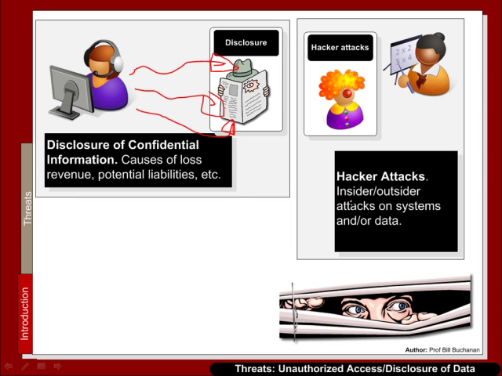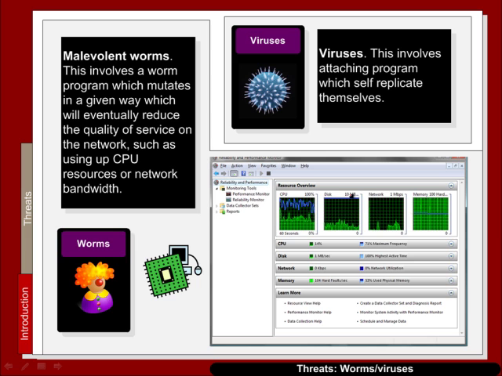We can have hacker attacks, and this is where we can have either inside or outside attack, where someone tries to attack the whole infrastructure, either the systems and/or the data. Viruses are an obvious problem, and a virus is typically a program which self-replicates. And we can also have worms, and a worm will try to use up the resources of the system or systems that it's used on. So it might use up CPU, disk, network, memory, and so on, but it will generally try to hog the resources.